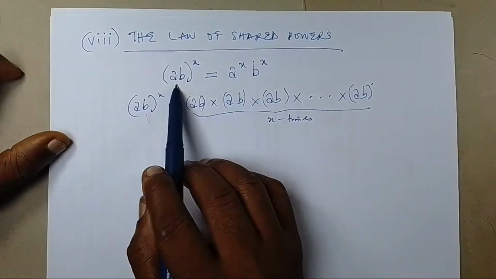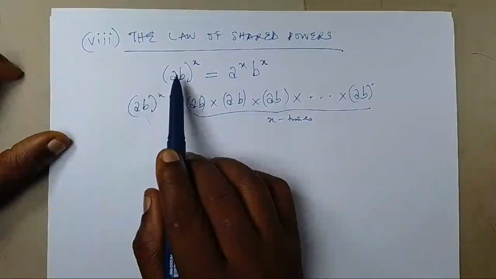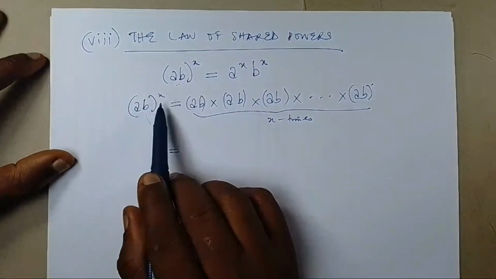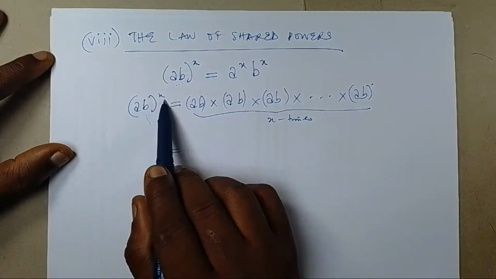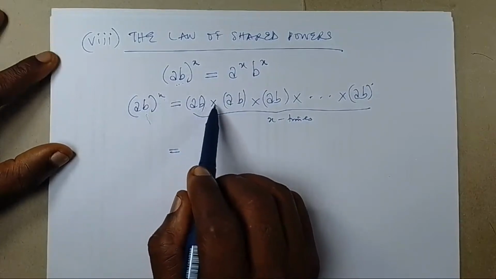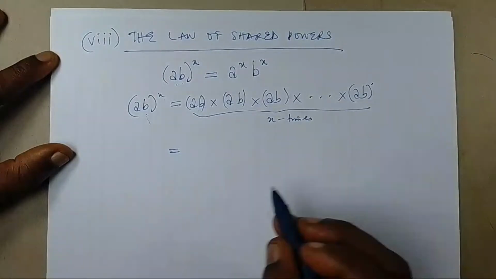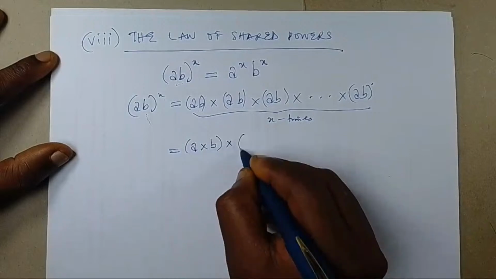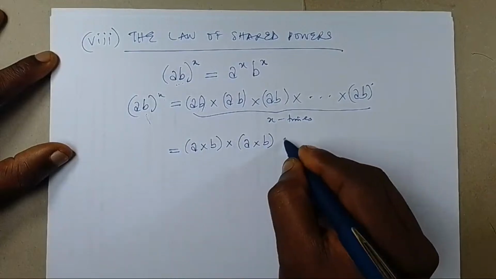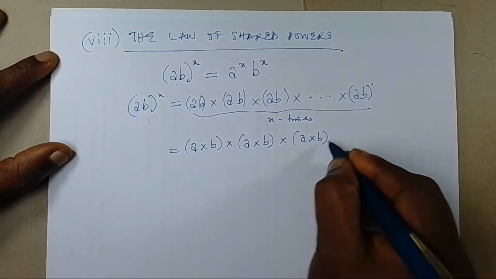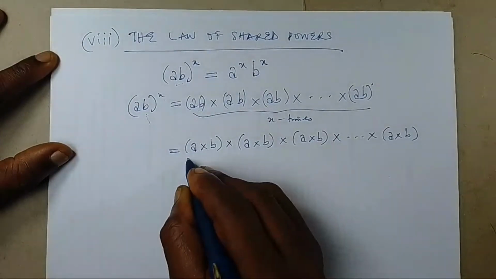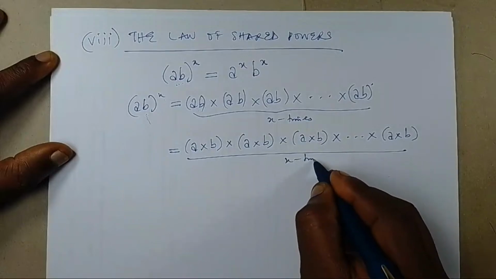I'm saying that we want to prove this law, the law of shared powers. Now, if you want to prove this law, you can prove it in this manner. (AB)^x means multiplying AB by itself x times, like we've done previously. And each of the ABs can be written as A times B, A times B, A times B, times ellipsis, times A times B, x times.